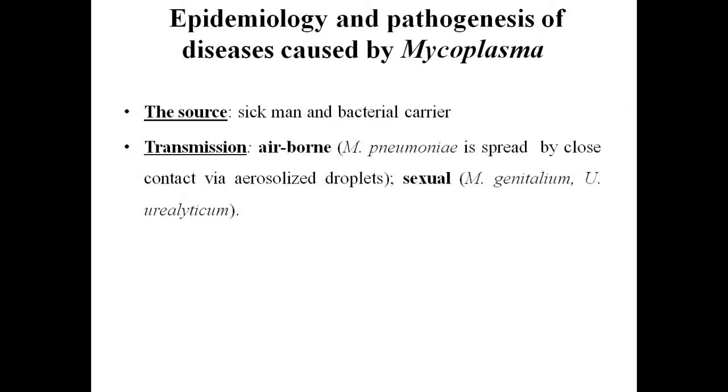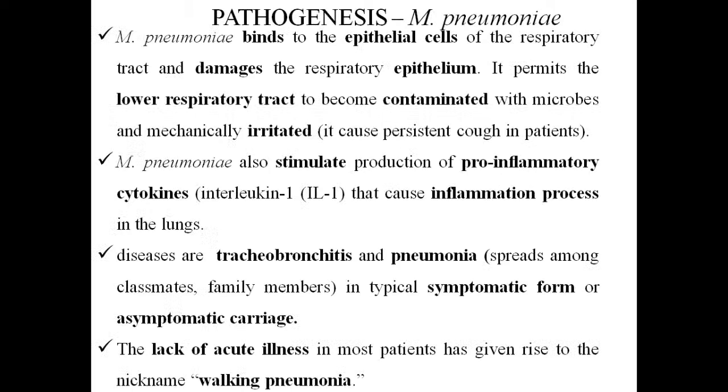Epidemiology and pathogenesis of diseases caused by mycoplasma. The source of infection are sick men and bacterial carriers. Transmission is by airborne transmission for mycoplasma that spread by close contact via aerosol droplets, and sexual contact for Mycoplasma genitalium, Mycoplasma hominis, and Ureaplasma urealyticum. Pathogenesis.